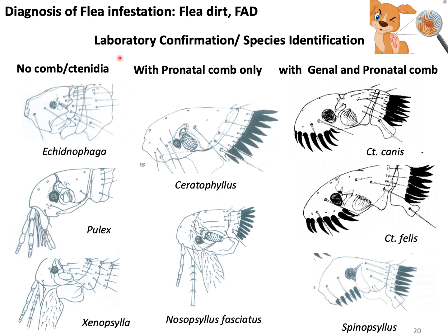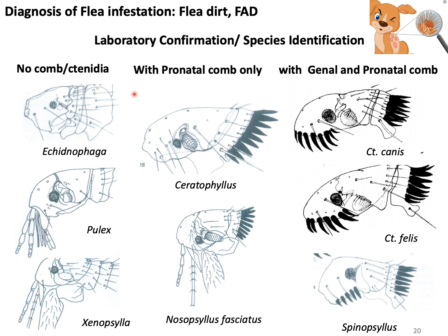And for the laboratory confirmation or species identification, you have to collect the flea, and after processing of the flea, if you observe them under the microscope, based on some characteristics, you can easily identify at least the genus level or species level of different flea. So in earlier part of my presentation, I have talked about the morphological features of the flea. So there are two types of ctenidia or comb. One is genal comb, another one is pronotal comb.